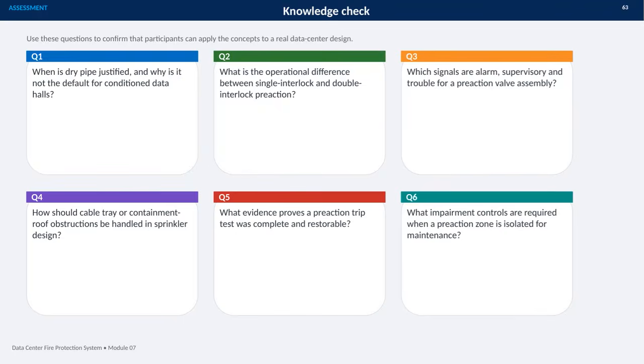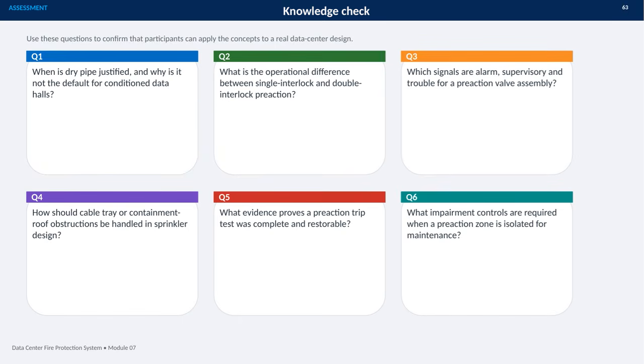This assessment checks whether the key fire protection concepts can be applied to a real data center design, rather than simply recalled. The goal is to connect system selection, operation, monitoring, and maintenance. First, consider when dry pipe protection is justified and why it is generally not the default in a conditioned data hall. Then compare single-interlock and double-interlock preaction systems, focusing on how each system operates and what conditions are required for water release.